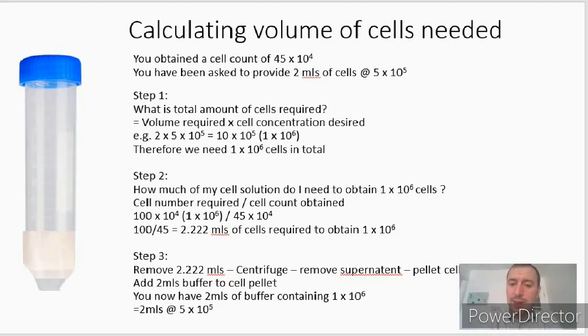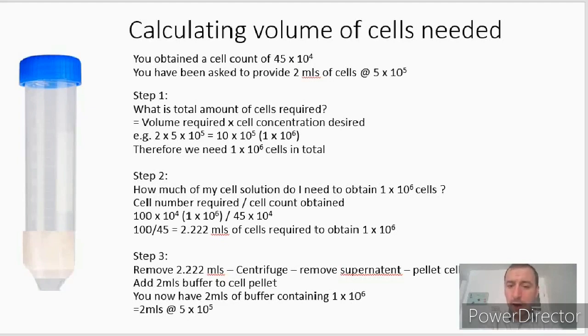it tells us that we need 10 by 10 to the 5 cells in total, or another way of expressing it would be 1 by 10 to the 6. Therefore, in order to obtain 2 mils at 5 by 10 to the 5, we're going to need 1 by 10 to the 6 cells. So we now know the number of cells required for that.